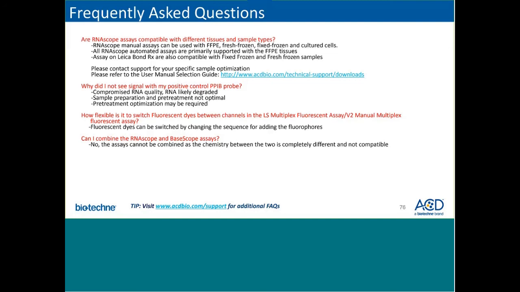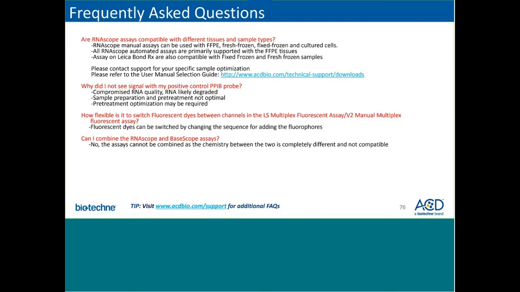Another question is, how flexible is it to switch fluorescent dyes between channels in the LS multiplex fluorescent assay or in the V2 multiplex fluorescent assay? And the answer is that it's actually quite easy and flexible to do so, as the fluorescent dyes are done in separate steps in the multiplex V2 assay or the LS multiplex. And so your C1 does not have to be tethered to fluorescein, C2 does not have to be tethered to Cy3, and since they are independent steps, you can swap accordingly per your preference.